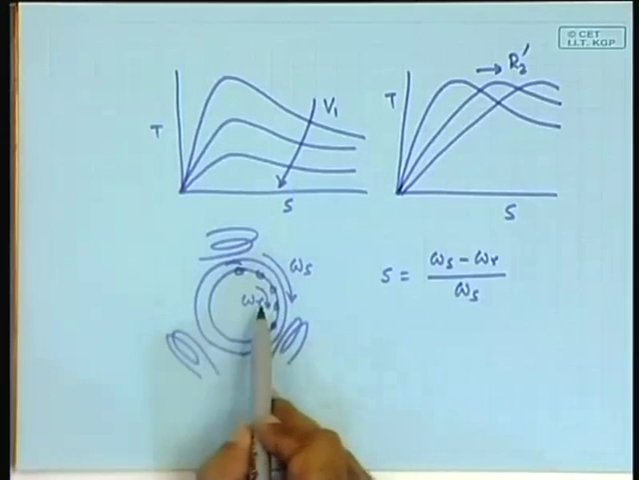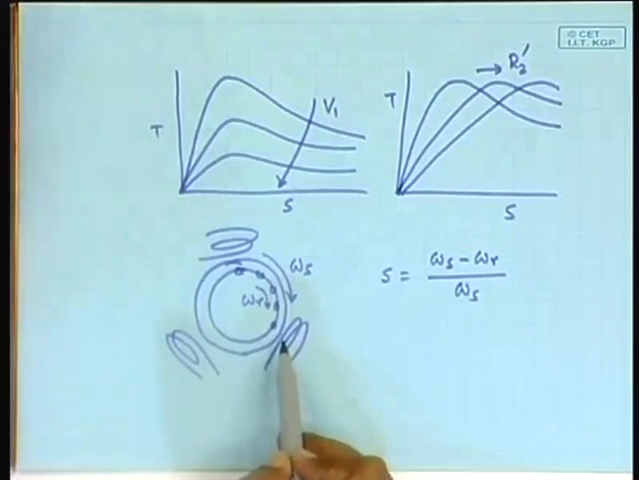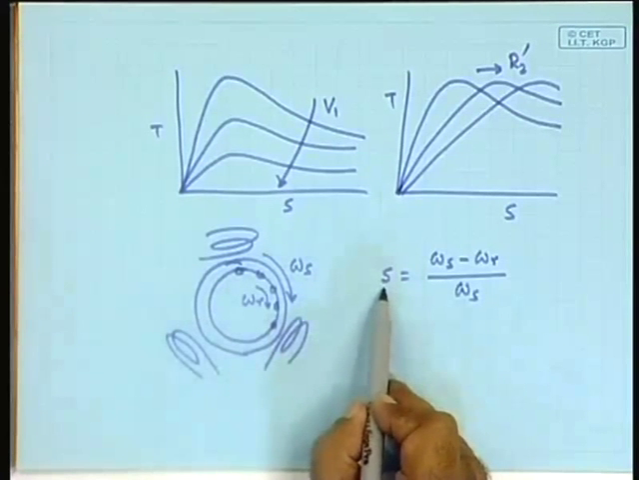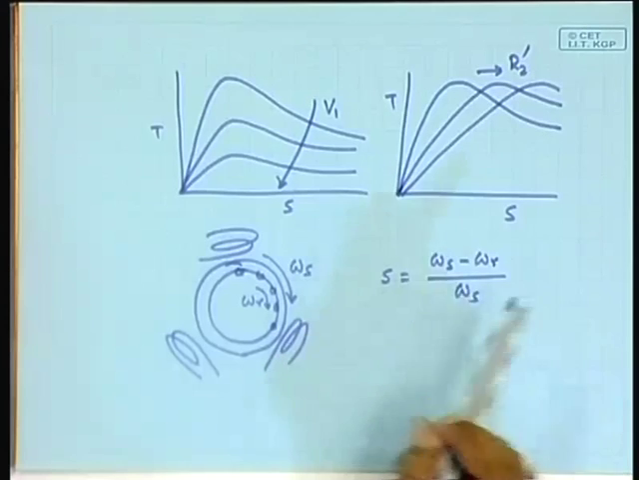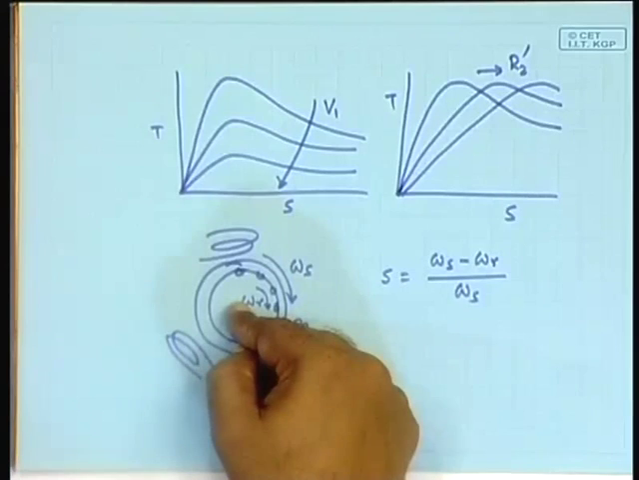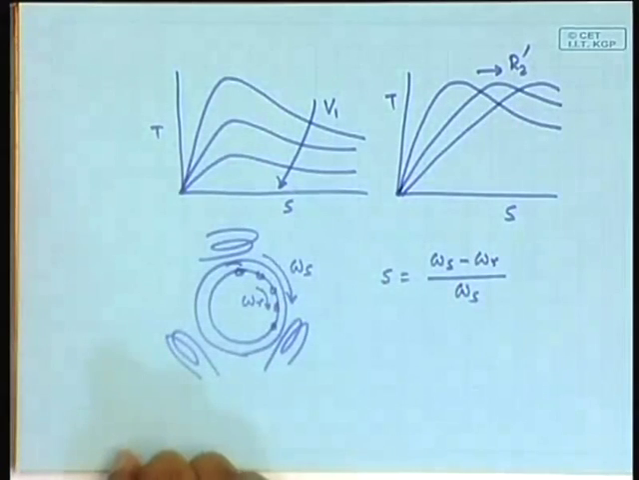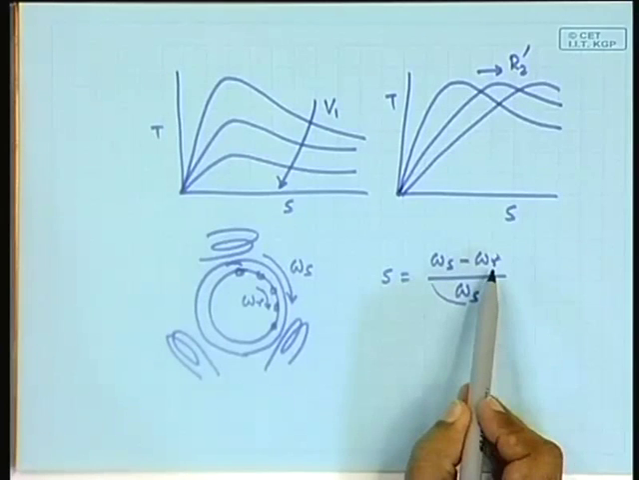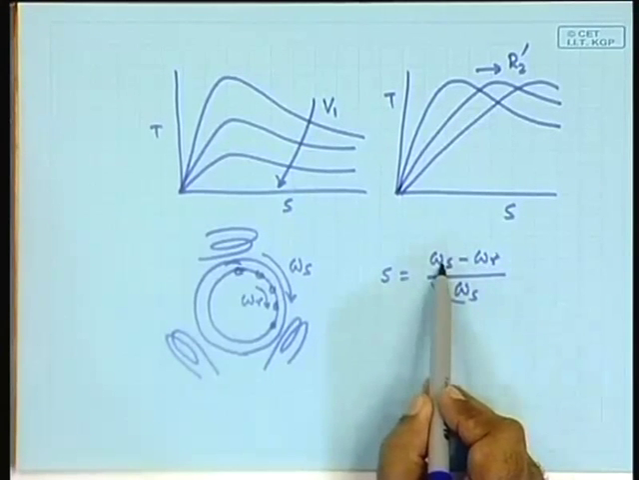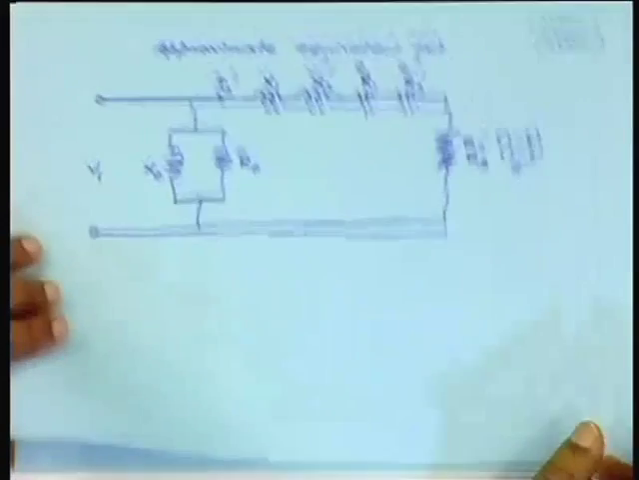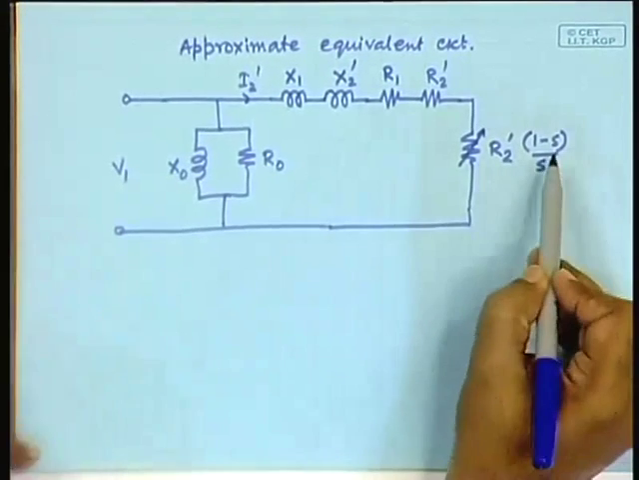Now, you had energized the stator, and as a result of that, the rotor was rotating at a speed that was less than the synchronous speed, and therefore, S was a positive quantity. Now, suppose with something external to this thing, the rotor is speeded up to a speed exceeding the synchronous speed, then what happens? Immediately, you can see that the S becomes a negative quantity, this fellow becomes larger than this one. And as S becomes a negative quantity, in this equivalent circuit, see what will happen.